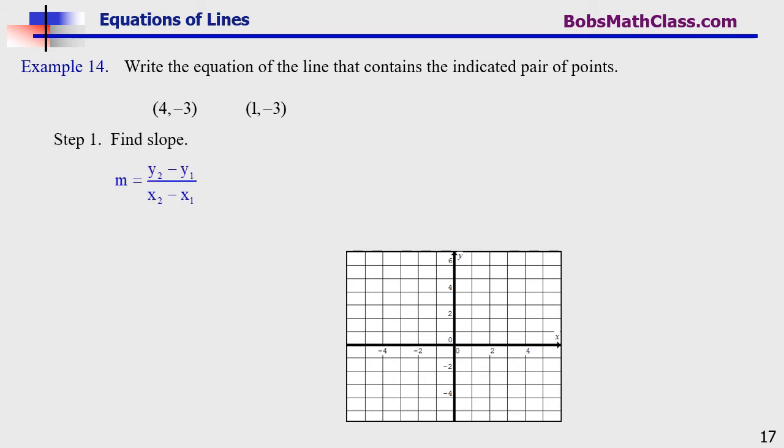So find the slope. y2 minus y1 over x2 minus x1. So -3 minus -3 and 1 minus 4 in the denominator. So that gives us 0 on top and -3 on the bottom. What do we get when we have 0 over a number? That's right, this time it's 0. So only when you have 0 in the denominator is it undefined. If you have 0 on top, it's 0.